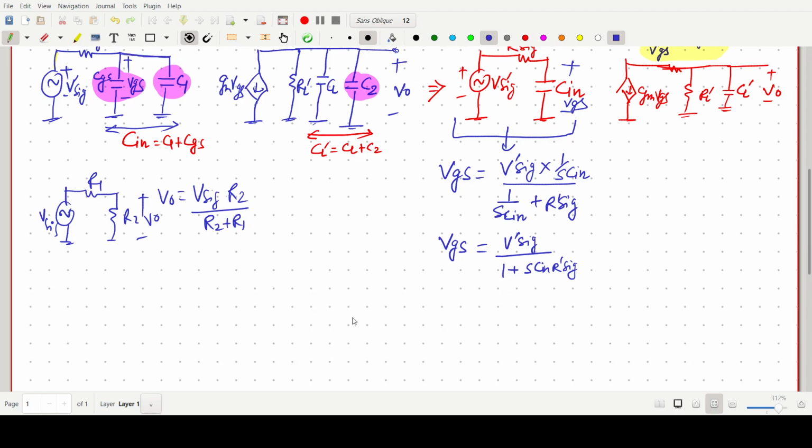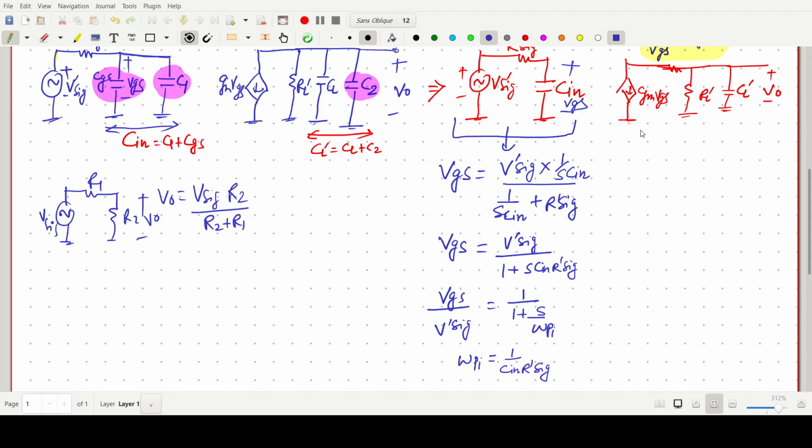Is it clear? So from there we can say that VGS by V'signal is nothing but simply 1 by 1 plus s by the pole due to the input side, so it should be written as omega_pI, where this omega_pI equals 1 by C_in R'signal. I am applying simple network theory for this pole calculation: omega_p1 equals 1 by C_in R'signal.